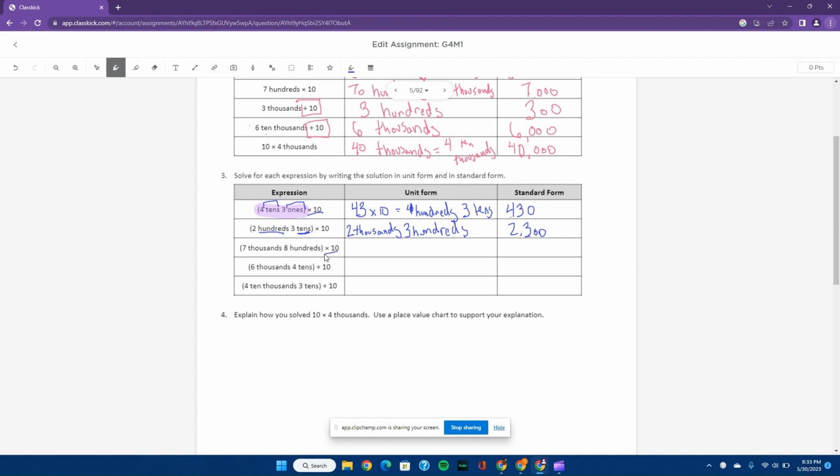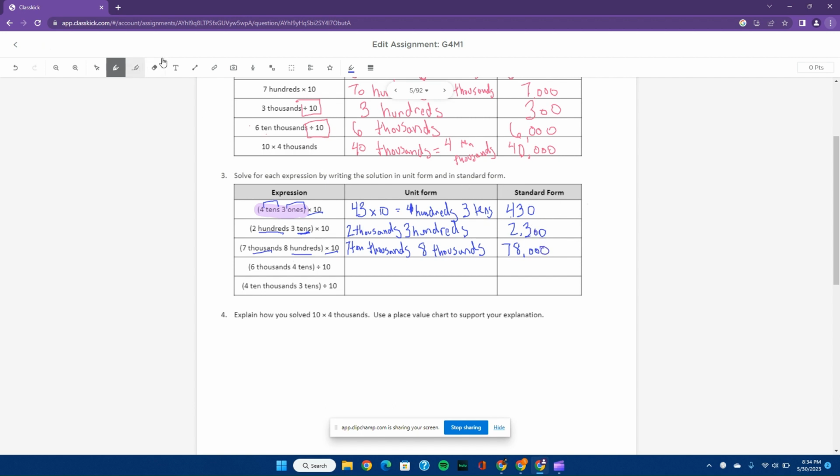7 thousands, 8 hundreds times 10. So again, multiplying by 10, that means this thousands needs to bump up to the next largest place value, and this hundreds needs to bump up to the next largest place value. So we would have 7 after the thousands is the 10,000. So 7 10,000s. And then 800s would become 8,000s. And what would that look like in standard form? I would have a 7 in my 10,000s place, an 8 in my thousands place to create 78,000.